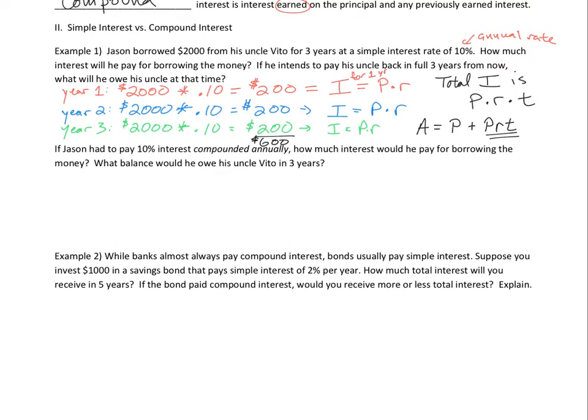It's not too bad. Compound interest gets a little more interesting, and I think Uncle Vito will like compound interest more. So if Jason had to pay 10% interest compounded annually, how much interest would he pay for borrowing the money? All right, so year 1 is going to be exactly identical. So there we go. We found the P times the R.